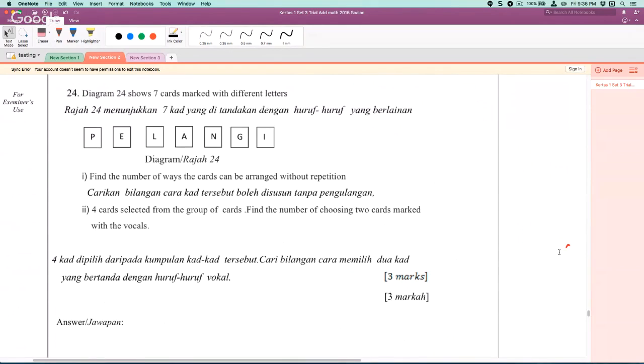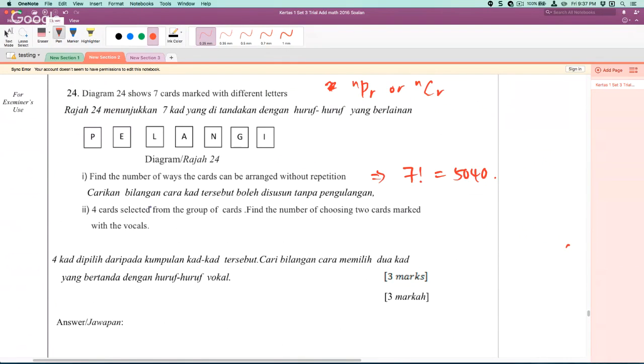Okay, diagram 24 shows 7 cards marked with different letters. Find the number of ways the cards can be arranged without repetition. In this case, the question doesn't say that within the 7 cards we need to choose some number. So there's no way we will apply nPr or nCr. Normally I won't apply this if the question doesn't say they want to choose 5 from 7 or 3 from 7. They don't say choose anything, meaning they use all the cards. So for the first one, it's just 7 factorial. So you get 5040. Isn't it? 7 factorial, 5040. Yes, correct.